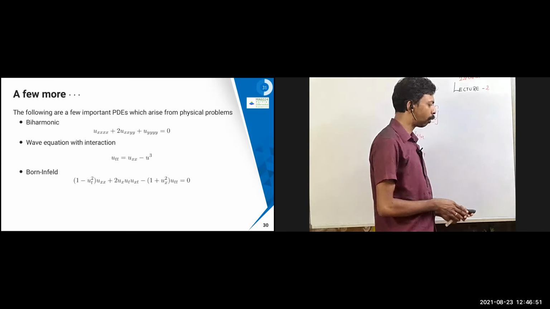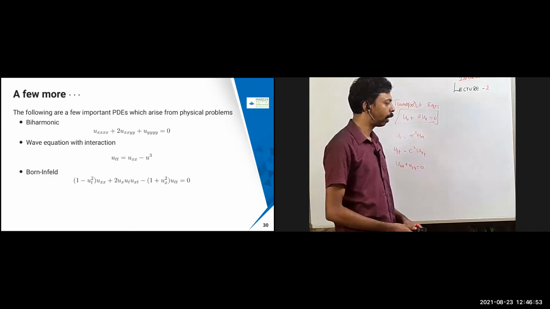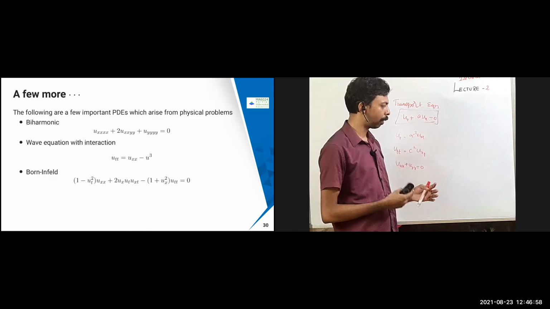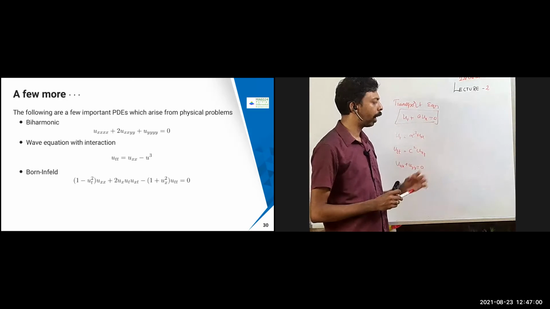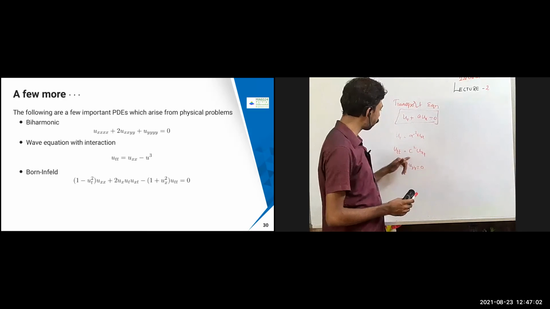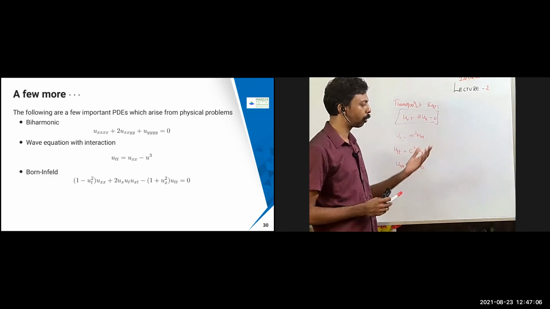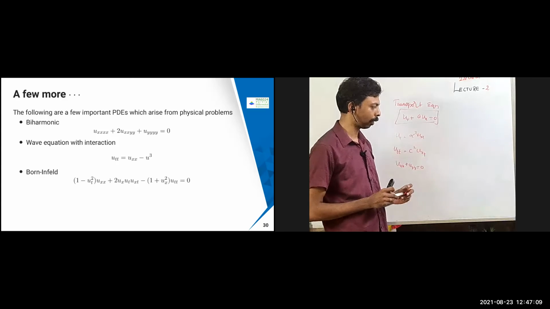Apart from that, we have a few more, like the biharmonic equation, which discusses some of the wave natures of problems. And then the wave equation with interaction. So this is the wave equation without interaction. If you have some interaction terms, you can put in something like minus u cubed or other terms. That is the interaction you can add.